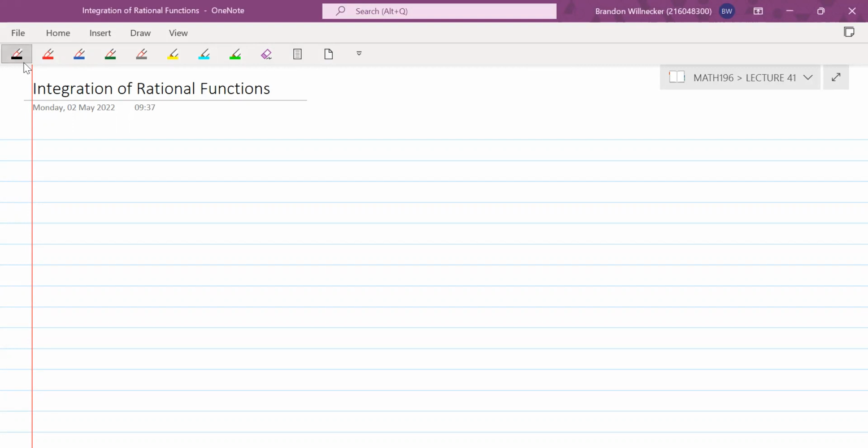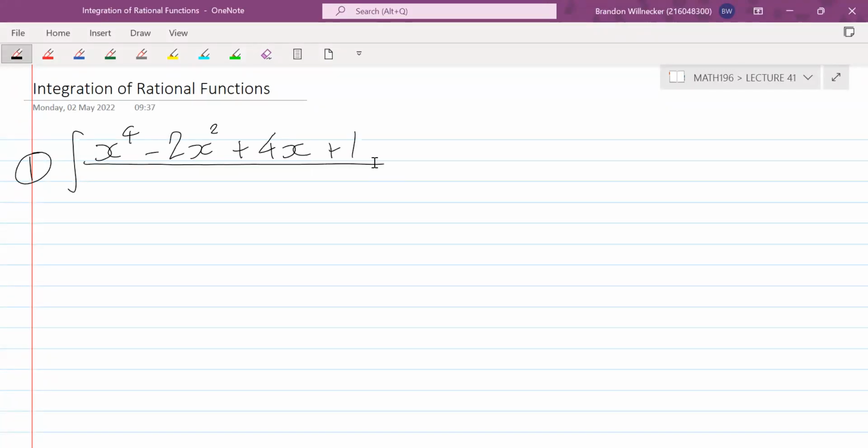Okay, so the first example, number one, is the integral of x to the 4 minus 2x squared plus 4x plus 1. Okay, so that's our numerator, all divided by x cubed minus x squared minus x plus 1. Okay, so we would like to integrate this rational function.